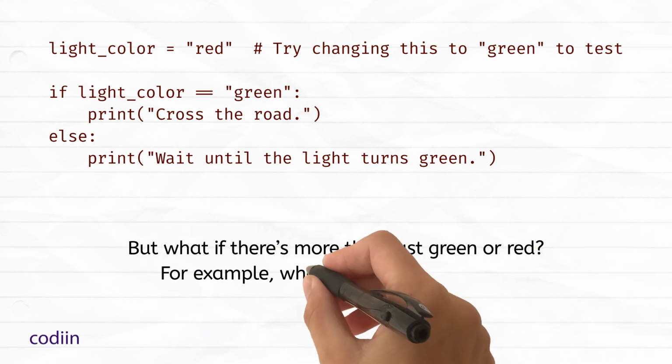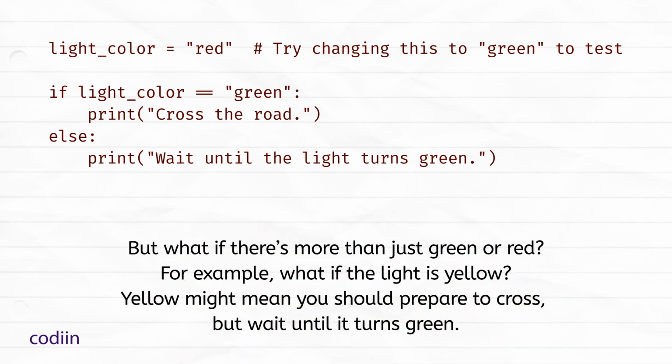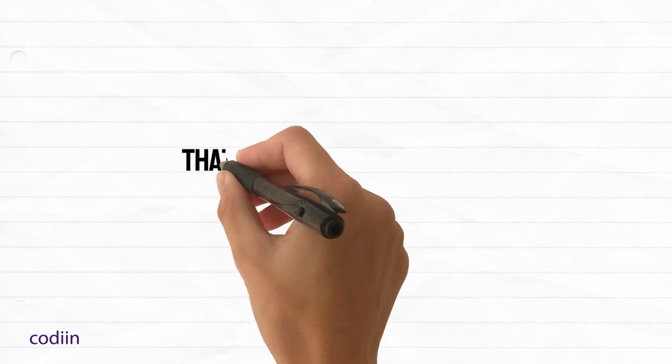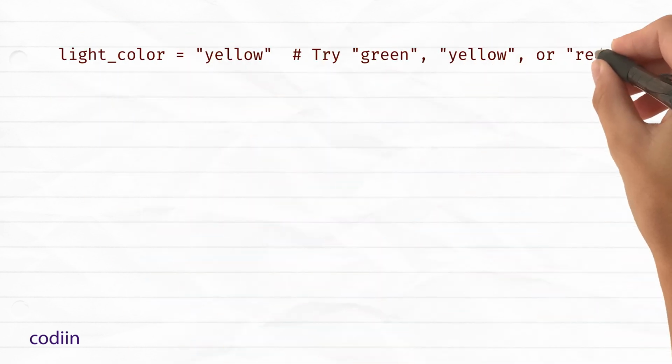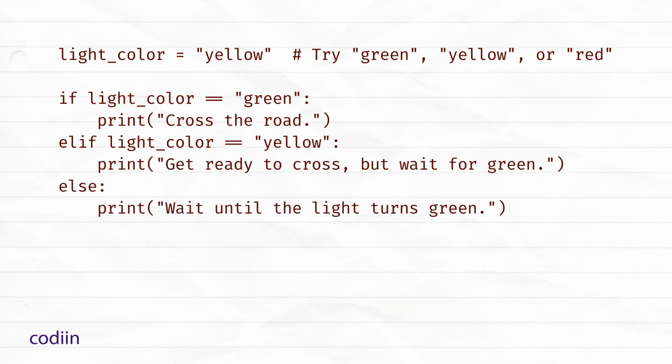But what if there's more than just green or red? For example, what if the light is yellow? Yellow might mean you should prepare to cross, but wait until it turns green. That's where if-elif-else statements come into play. Let's rewrite the code to include this third possibility.